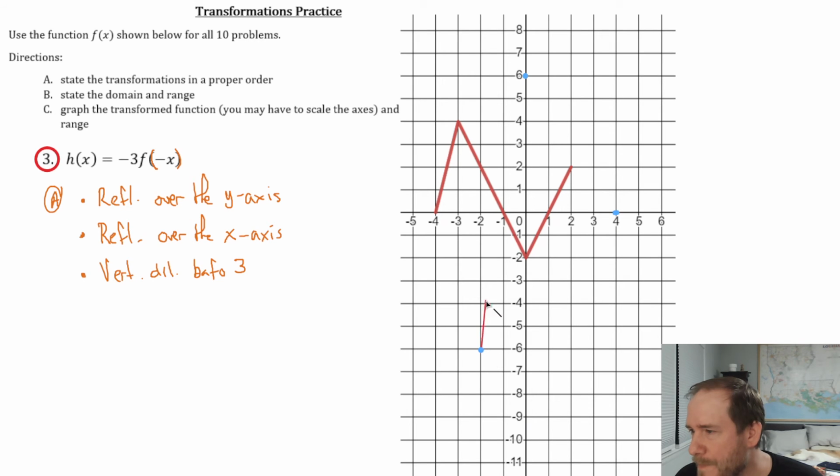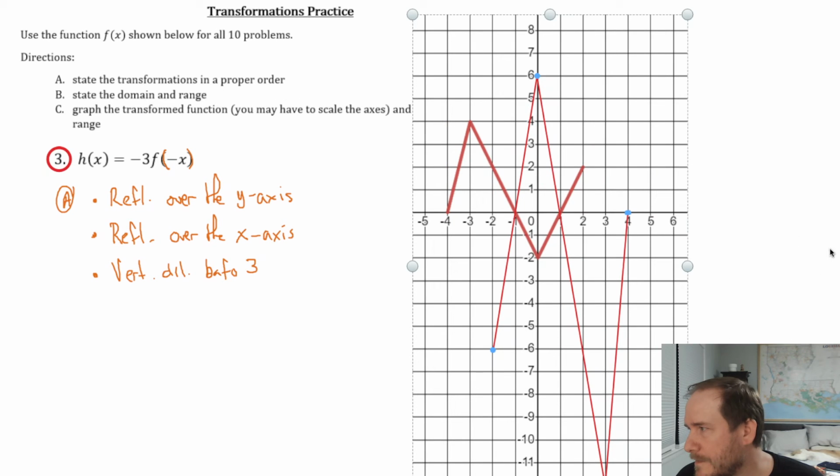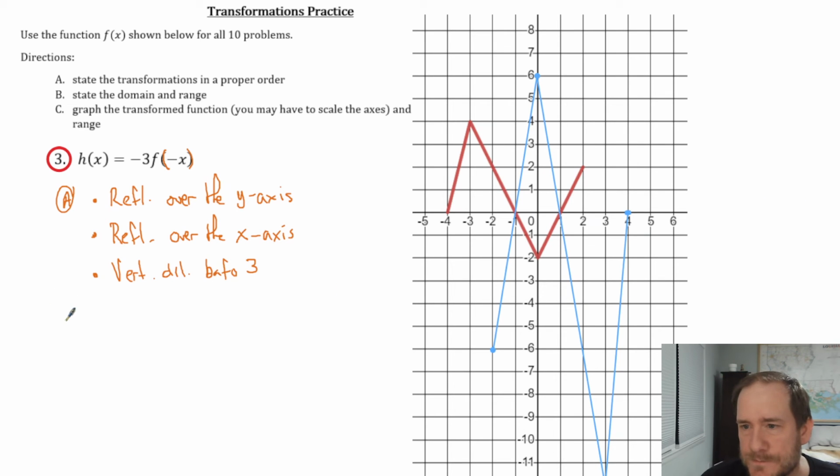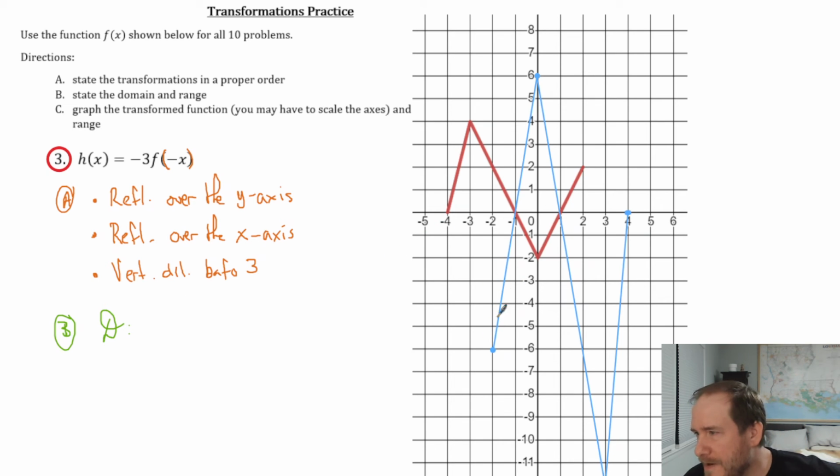I can barely see this thing. So it's going to go up to there, down to here, back up to there. So that should be my transformed image. I'm fine with it. So b. It would appear that our domain is negative 2 to 4. It would appear that our range is negative 12 to 6.